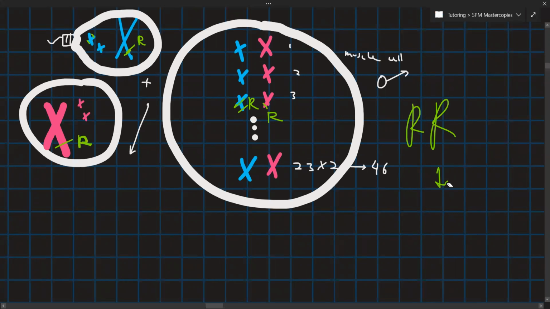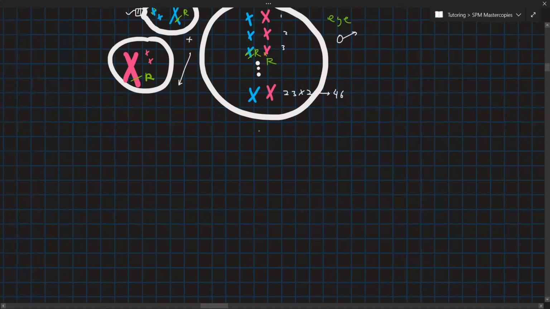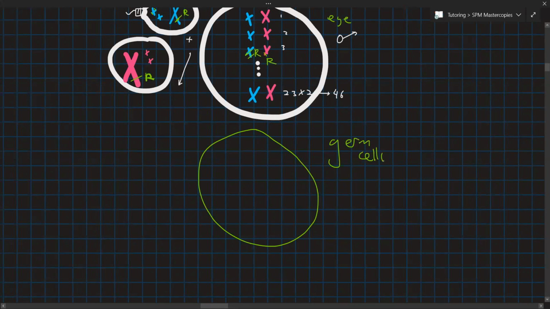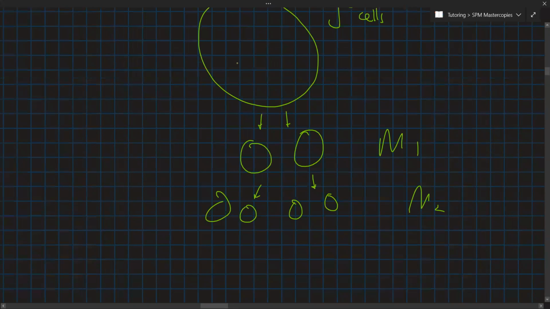So this is an eye cell, since we're talking about eyes. What's important to know is that eye cells are somatic cells, and so are these things in our body called germ cells. Germ cells are reproductive cells. These are the precursor reproductive cells, and germ cells undergo meiosis. So you have meiosis 1, meiosis 2. Germ cells undergo meiosis to form gametes.